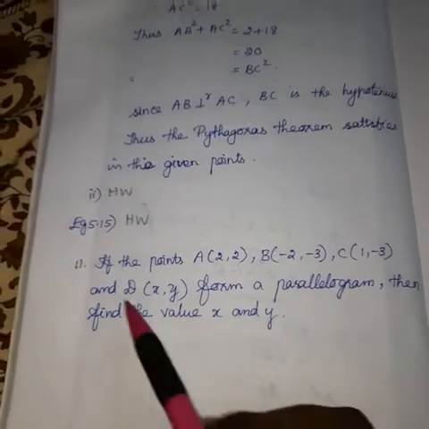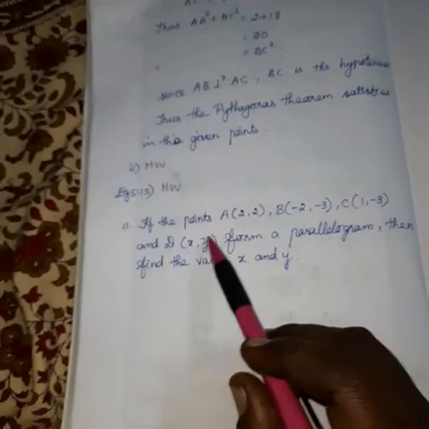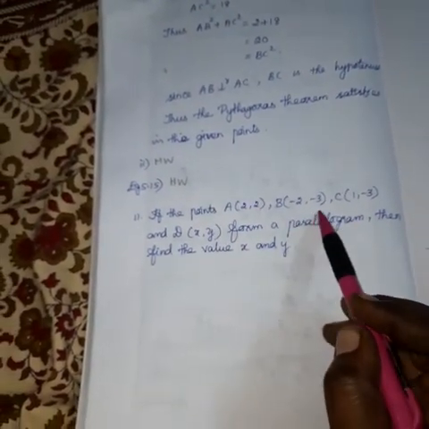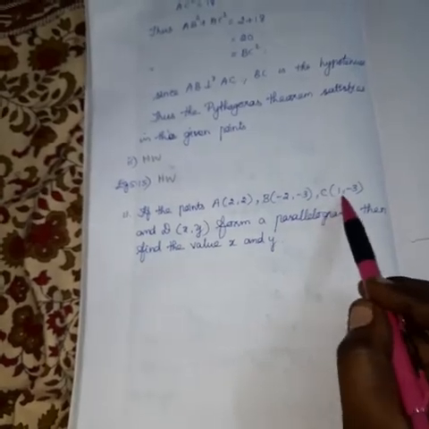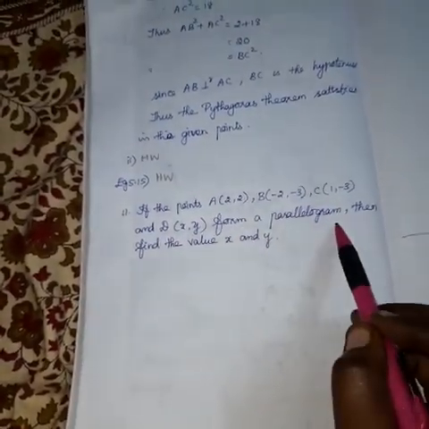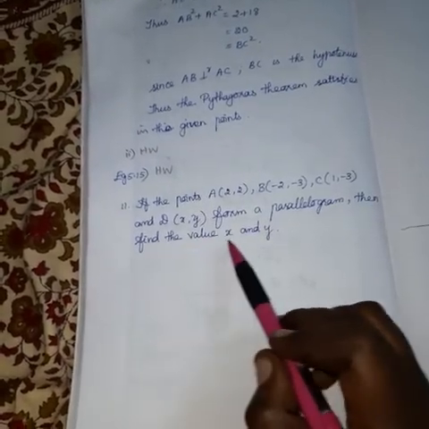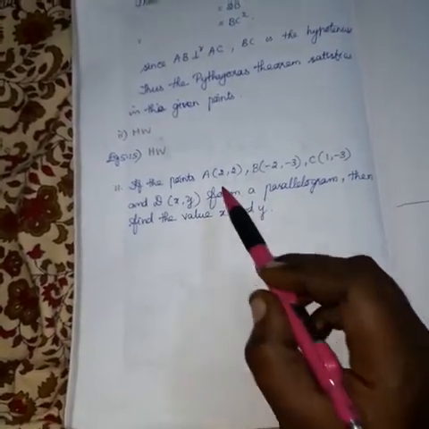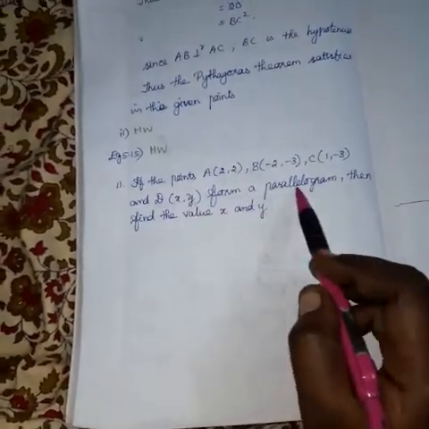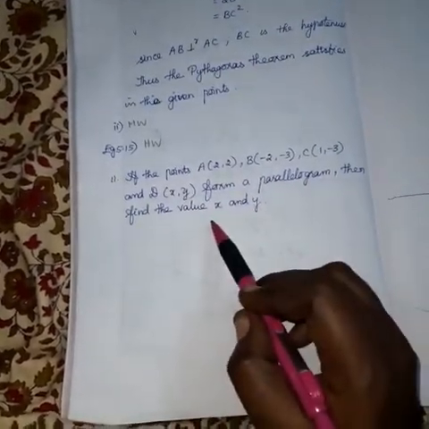Students, next we can do the 11th question. If the points A(2, 2), B(-2, -3), C(1, -3) and D(x, y) form a parallelogram, then find the value of x and y. Here they have given 4 vertices. We have to prove the points form a parallelogram.